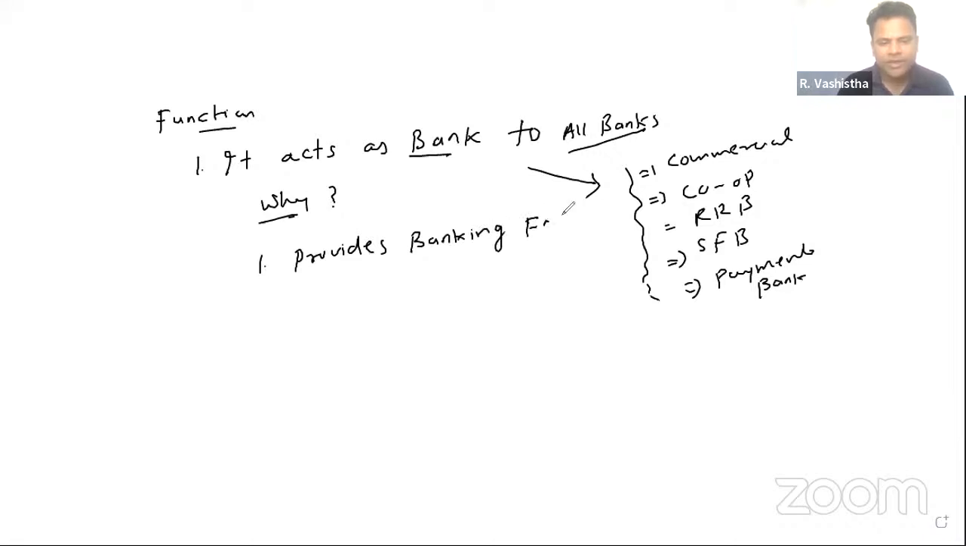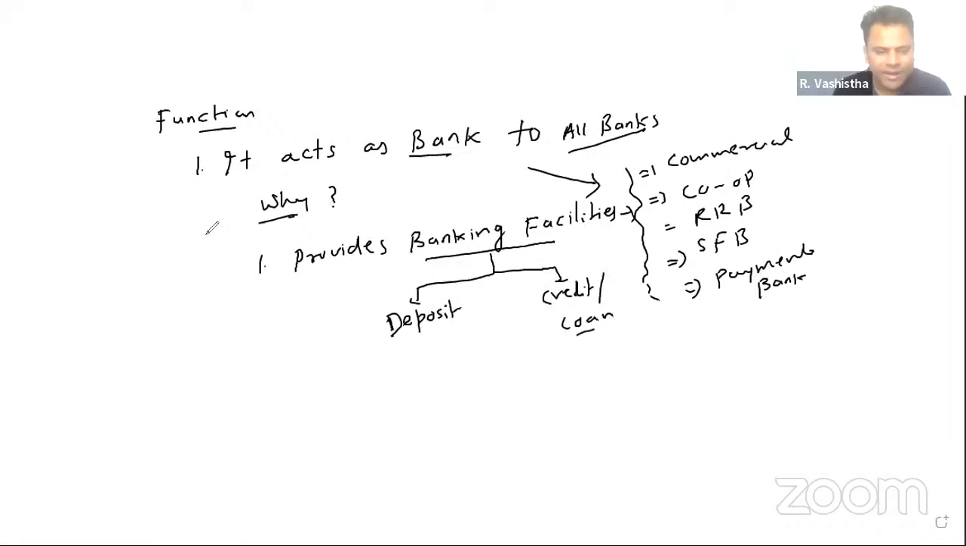RBI provides banking facilities to all these banks, right? In banking facilities, we have two kinds of facilities basically: the facility of deposit and that of loan or credit. We common people get the banking facilities mostly from the commercial banks, right? Every time we have to deposit, we go to a commercial bank. When we have to avail loans, we go to a commercial bank. So commercial banks provide banking facilities to common people.